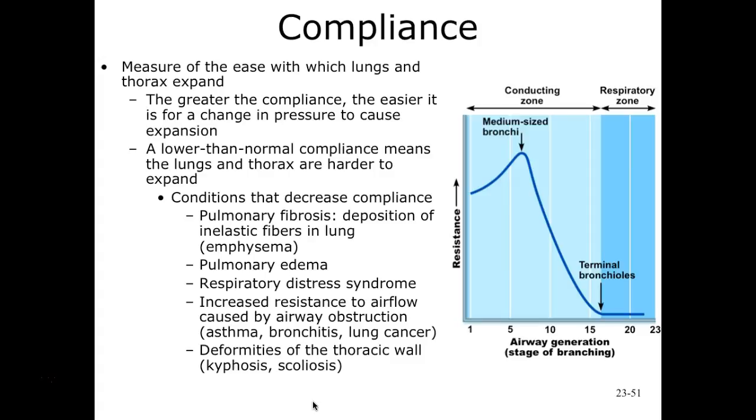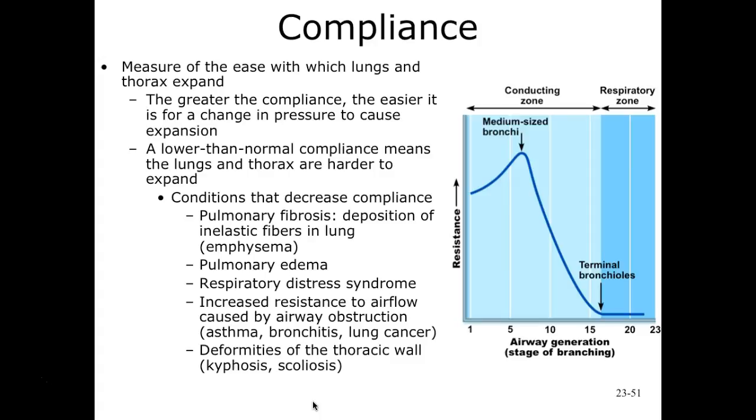And what compliance is, it's going to be the measure of ease with which our lungs and thorax are going to expand. And this really is determined by the amount of surface tension and elasticity of our chest wall and lung that is going to determine the amount of our compliance. The greater compliance we have, the easier it's going to be to change the pressure and allow our thoracic cavity to expand. If we have a lower than normal compliance, then our lungs and thorax are going to have a harder time expanding.